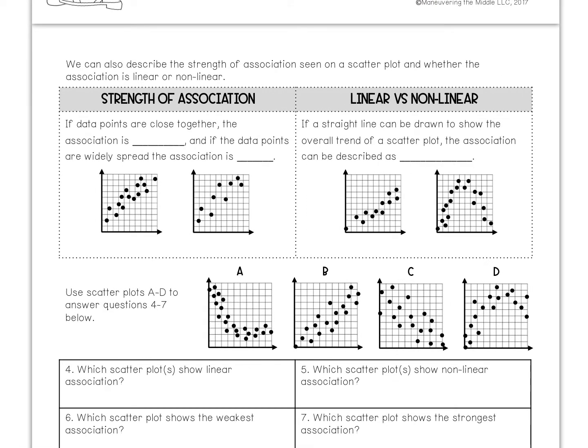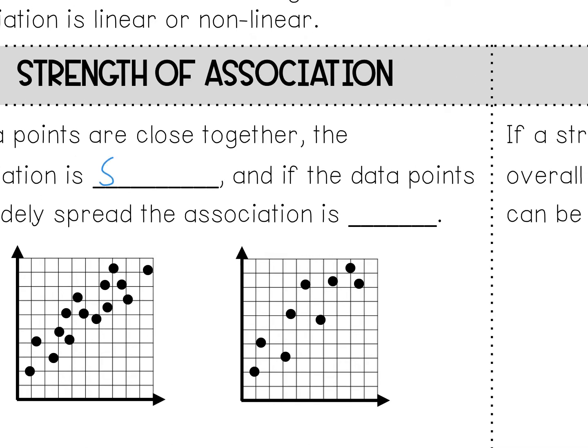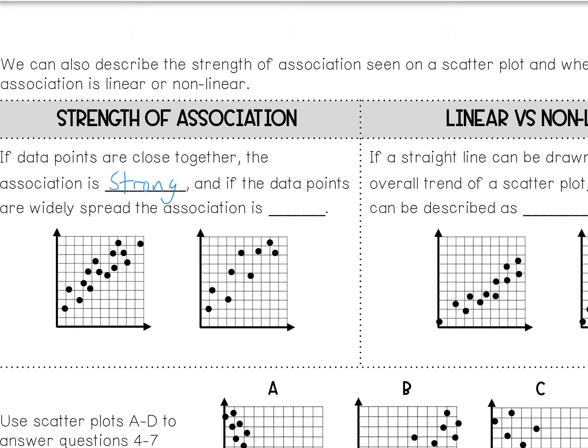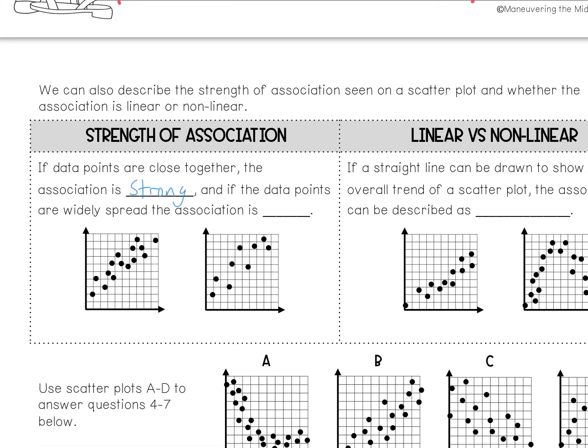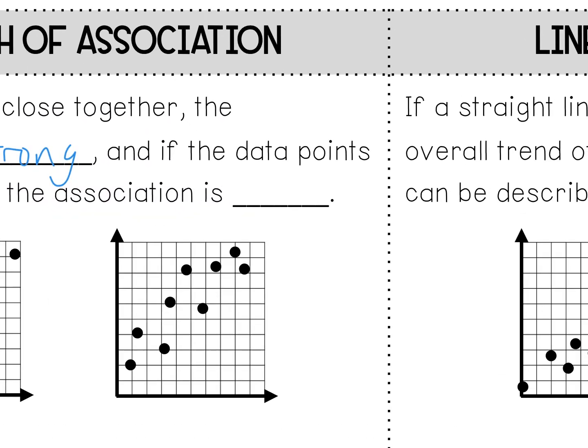Now, this next thing is what we were mentioning yesterday about how strong the association is, or how close the data is to that line that we looked at. If data points are close together, the association is strong. If the data points are widely spread out, the association is weak.